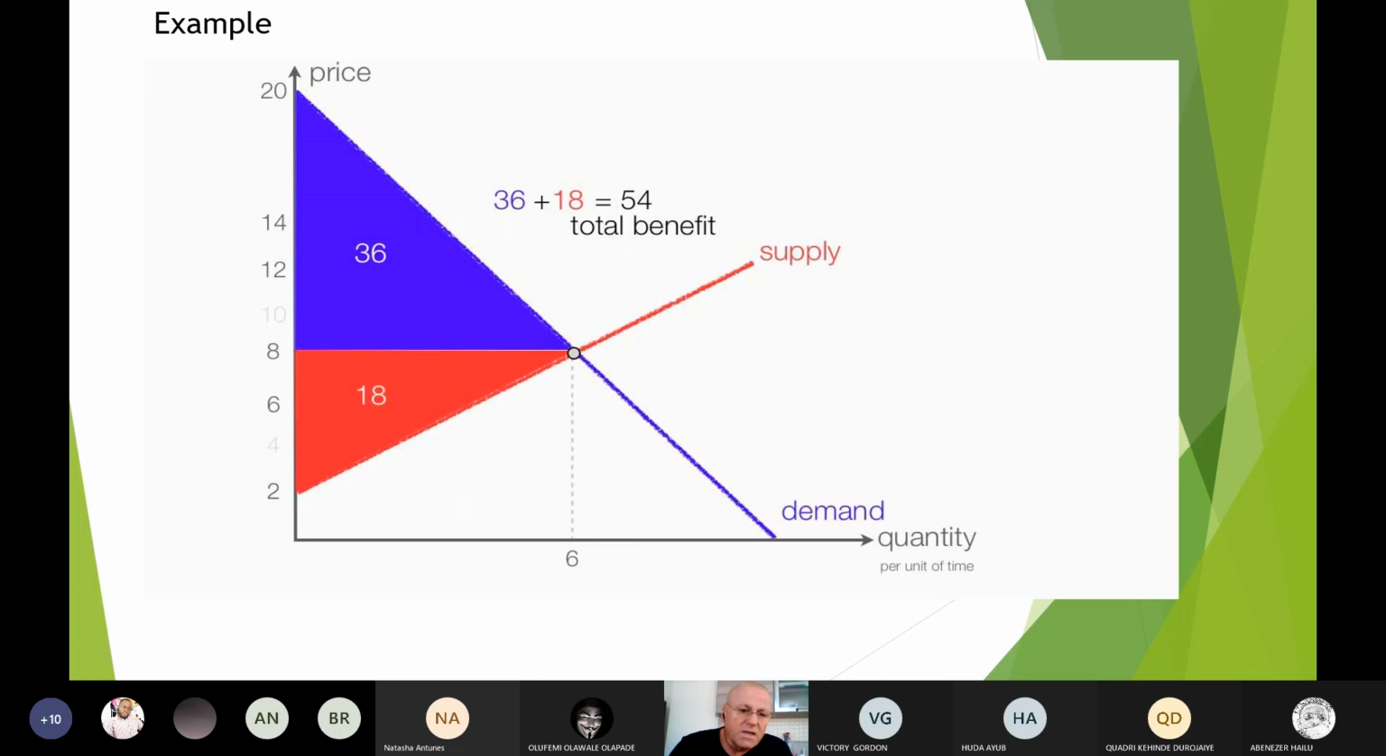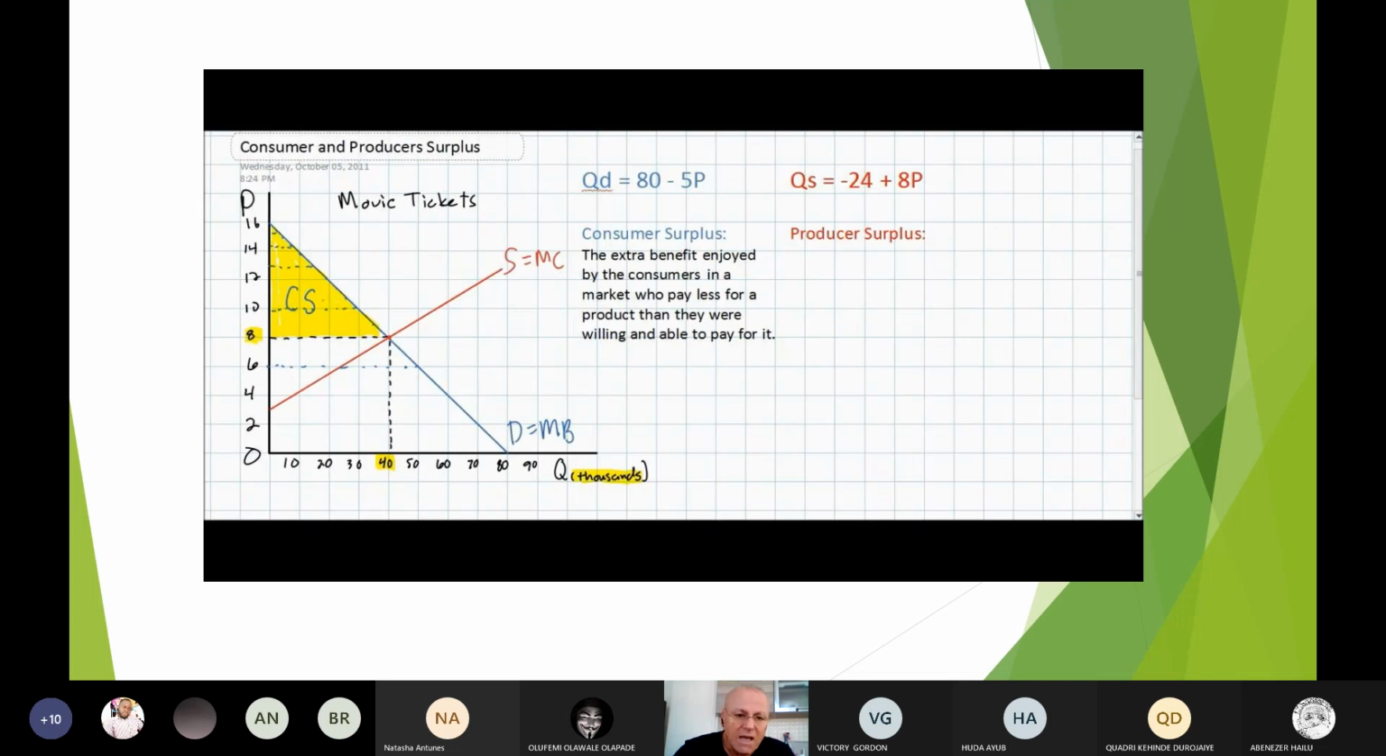Again, here it is given that 8 is the intersection point, 20 is the highest price, 20 minus 8 is 12, 12 multiplied with 6 gives 72, divided by 2 gives the consumer surplus, 36. And for the area below, 2 is the minimum price for the producer and 8 is the equilibrium price. 8 minus 2 is 6, 6 multiplied by 6 is 36, divided by 2 is 18, and 36 plus 18 is 54. This is then the total benefit, also called the social benefit or social surplus, in this example. And once again, the surplus is the yellow shaded area here.